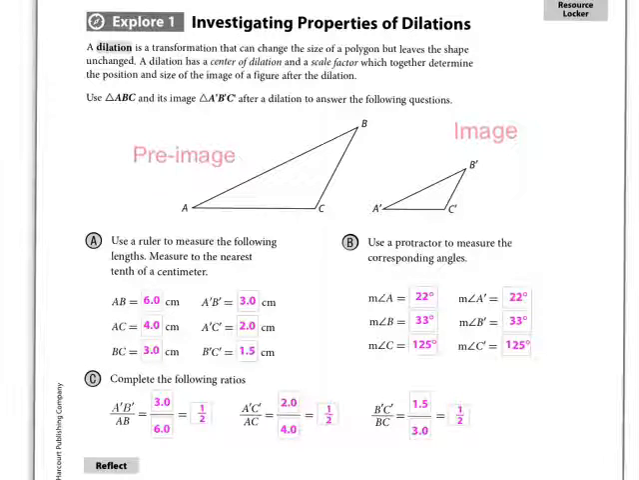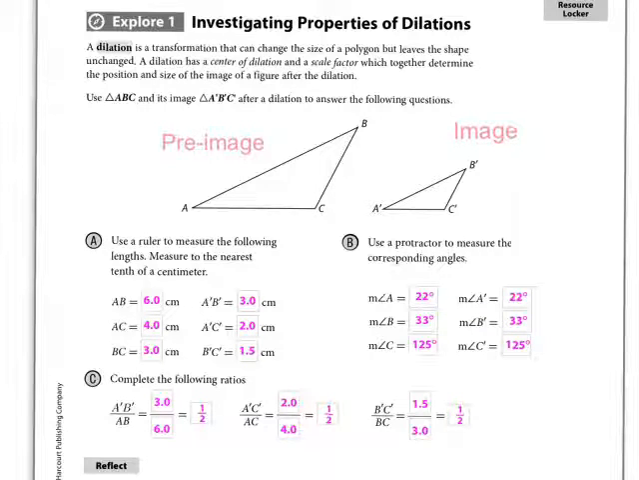So you can see here that I've written down which one was the image and which one was the pre-image. So our first one, triangle ABC, is our pre-image. And after it's been dilated, we have triangle A prime, B prime, C prime. And now we have some questions to answer.